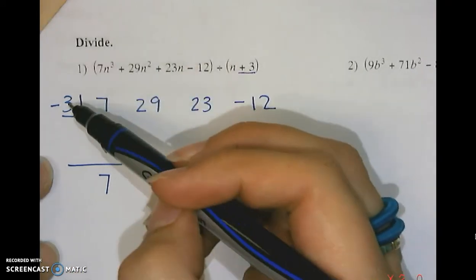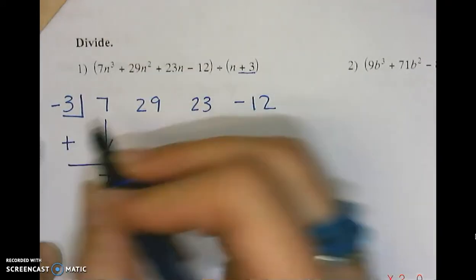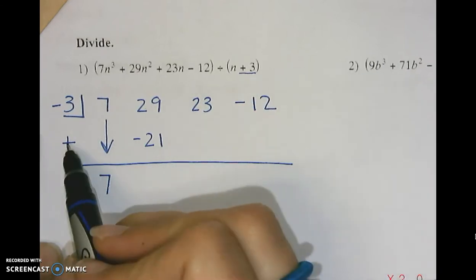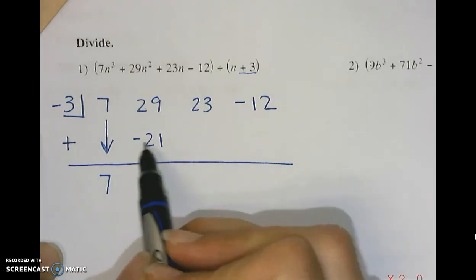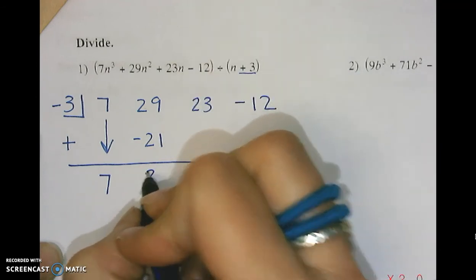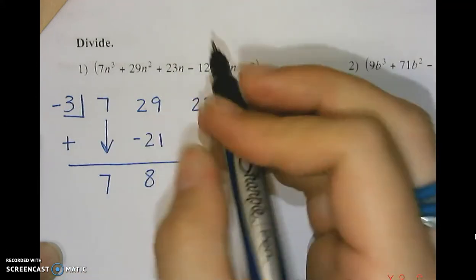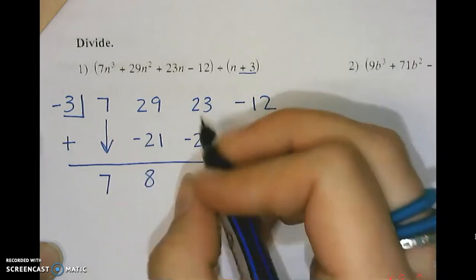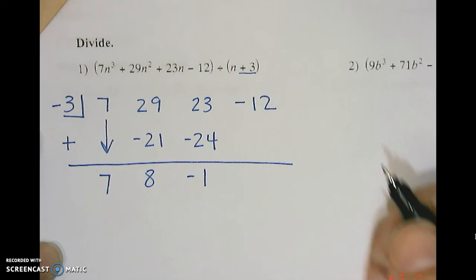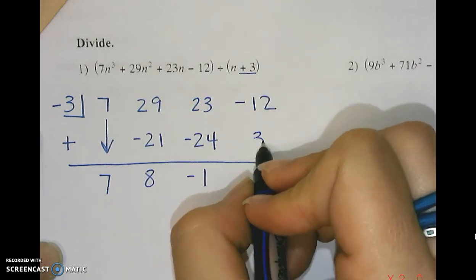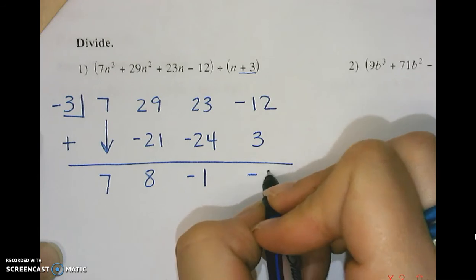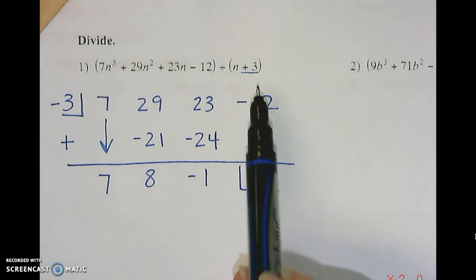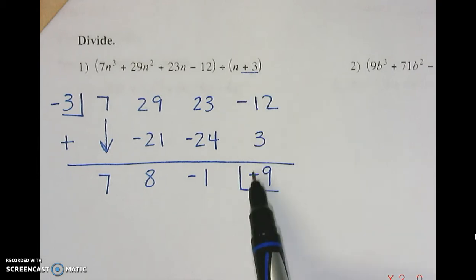Now this is kind of like my multiplier each time. Negative 3 times 7 is negative 21. We're going to add these. 29 plus negative 21 gives me 8. Negative 3 times 8 is negative 24. 23 plus negative 24 is negative 1. Negative 3 times negative 1 is 3. If I add these, this equals negative 9. Remember, I put that in its own little box. This tells me that this does not divide evenly. I have a remainder, some stuff left over.